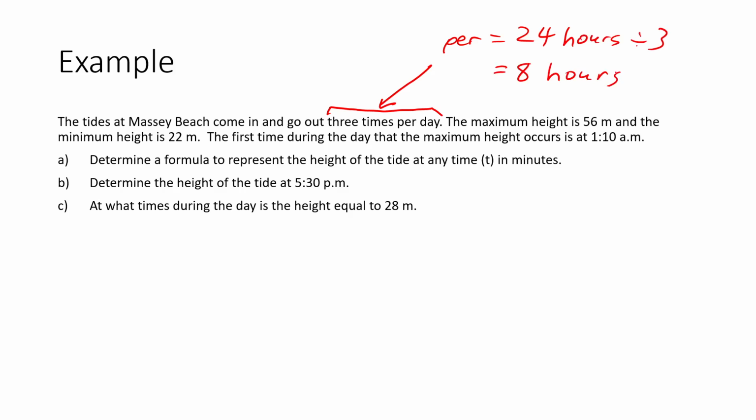Now, the maximum height of the tides is 56 meters and the minimum height is 22 meters. And the first time during the day the maximum height occurs is at 1:10 a.m. So we're going to determine a formula representing the height of the tide at any time in minutes, determine the height at 5:30 p.m., and also figure out what times during the day the height's equal to 28 meters.